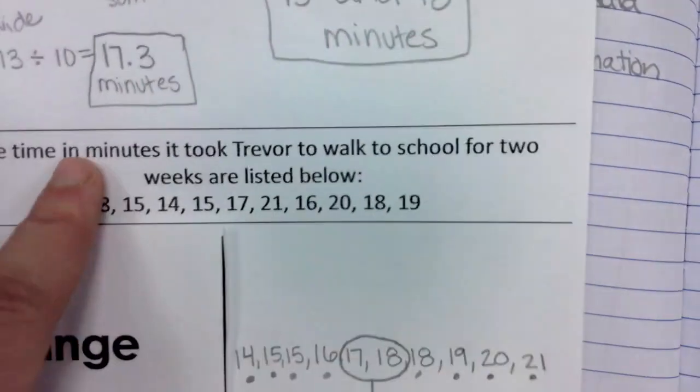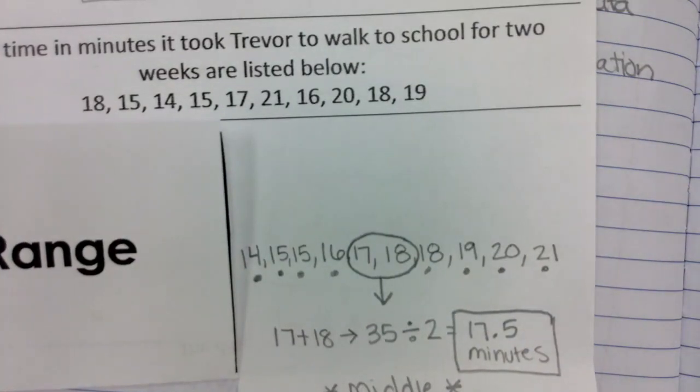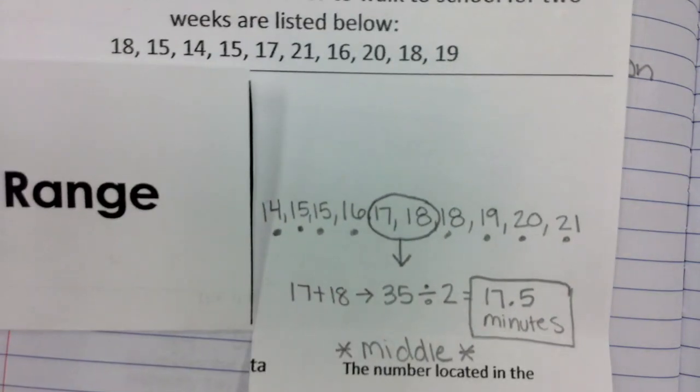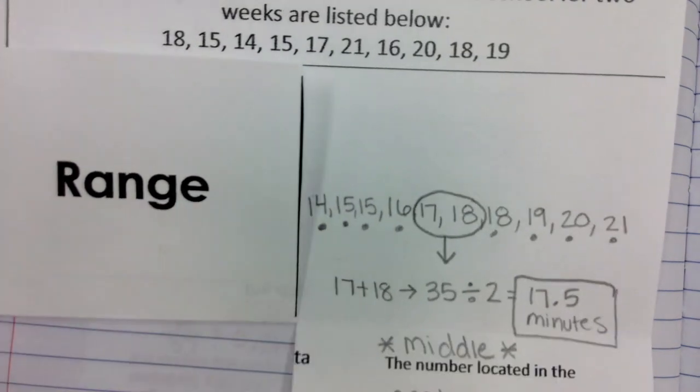Okay, but the range is really important because now if he plans on 17 minutes, is it guaranteed he will get to school within 17 minutes every day? No, because it varies. There's a different amount. So this one, range, actually isn't a measure of center. This is called a measure of spread. Okay, so range is how spread the data is.